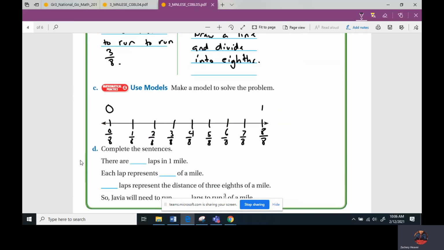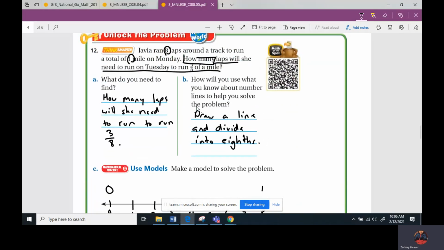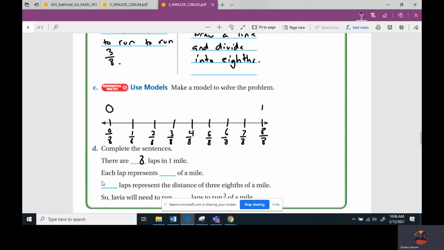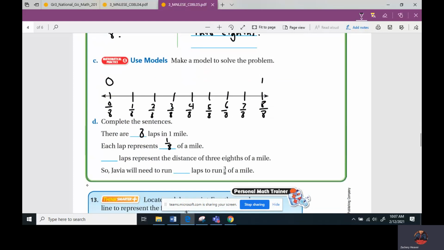So we know that there are 8 laps in the 1 mile. It even tells us 8 laps to make 1 mile. We know that each lap represents 1/8. So this is a lap, this is a lap, this is a lap. Okay. Blank laps represents the distance. So if she ran 3/8 of a mile, she ran 3 laps. That represents 3/8 of a mile.